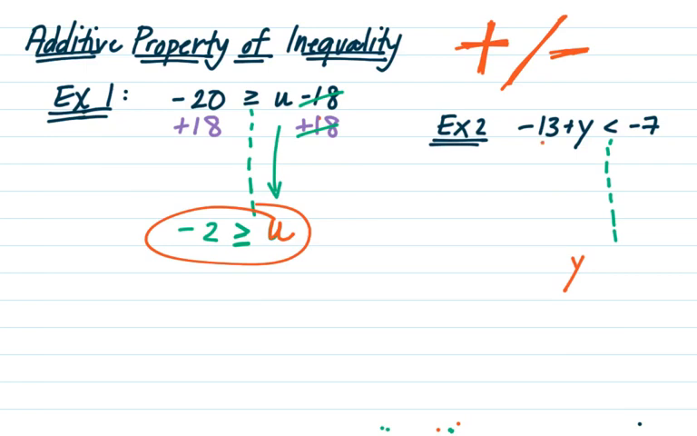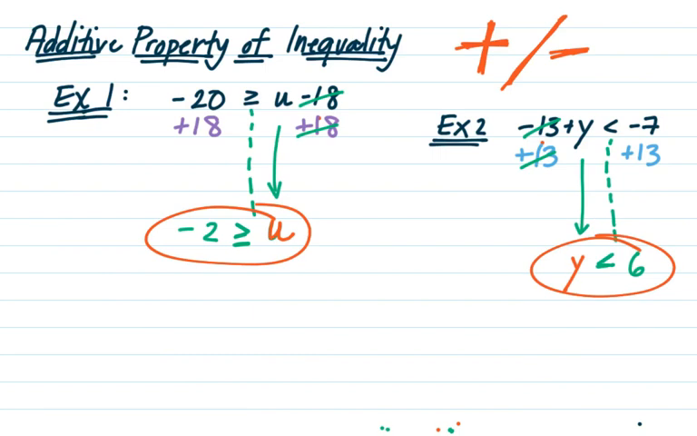So in order to get it all alone, we need to remove that minus 13. So we will plus 13, and we can do it on both sides to maintain the less than relationship. So minus 13 plus 13 gets removed. We have y, and then you have minus 7 plus 13. That's a positive 6, and the less than relationship will still hold.